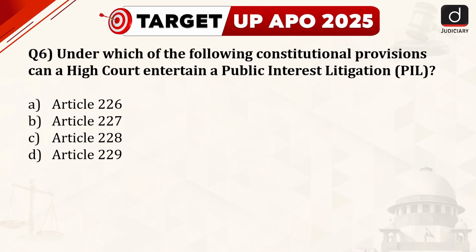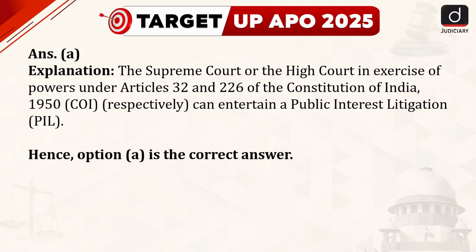Question number 6. Under which of the following constitutional provisions can a High Court entertain a public interest litigation? Option A, Article 226, option B, Article 227, option C, Article 228, and option D, Article 229. The correct answer is option A. The Supreme Court or the High Court, in exercise of powers under Articles 32 and 226 of the Constitution of India 1950, can entertain a public interest litigation. So the correct answer is option A.